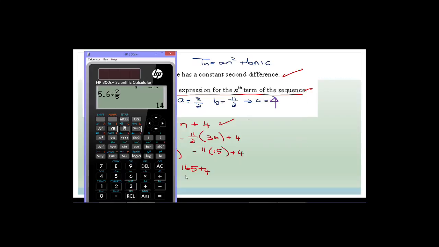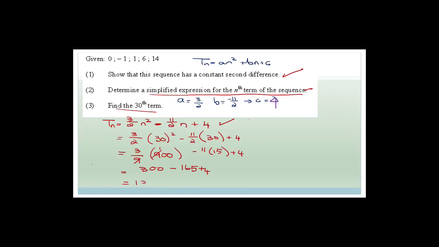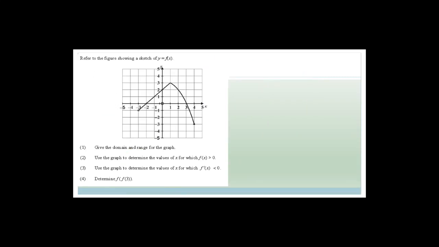So what we're going to do is just get our calculator and do the rest. So it's 300 minus 165 plus 4 equals 139. And there you go. That is the 30th term. The 30th term is 139. Okay. Right. Let's look at the next example.